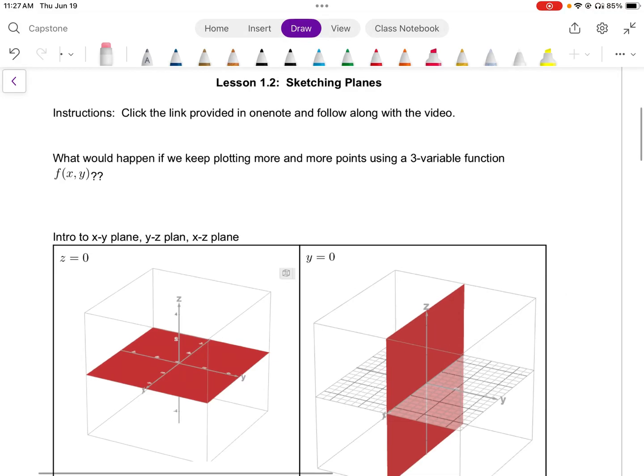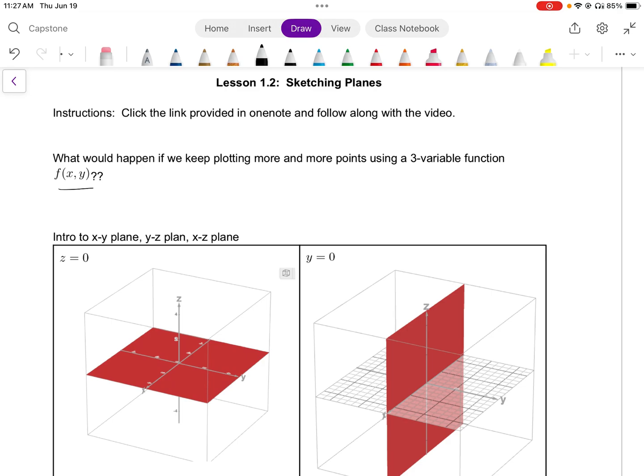All right, welcome to a little lesson on sketching planes. Now, in the last lesson, we saw a little section where we were generating ordered triples using a multivariable function with three variables in the form of f of x and y. We were plotting the points, and you probably noticed that they were a little bit harder to predict in terms of the pattern and harder to see what was happening.